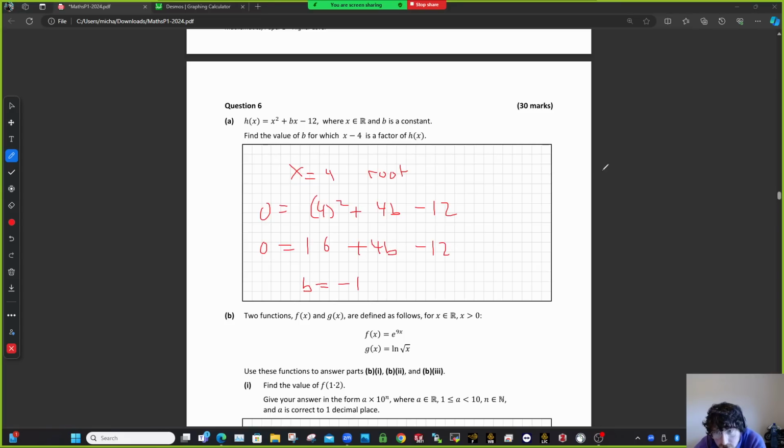And then you can confirm this. You can go x squared minus x, because b is minus 1, minus 12. You can factorize that, and you'll see that it's x minus 4 times x plus 3. And it is a factor. X plus 3. Okay, easy marks.